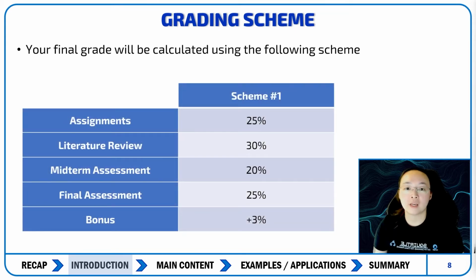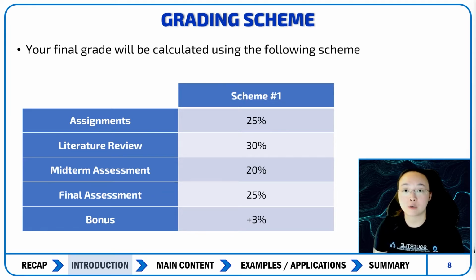So your final grade is going to be calculated using this scheme over here. There's only one scheme, so there's going to be assignments worth 25%. There's approximately 7 to 8 assignments throughout the term. I definitely do not want to give you more than one key deliverable per week. So I'm hoping to keep things simple that way.